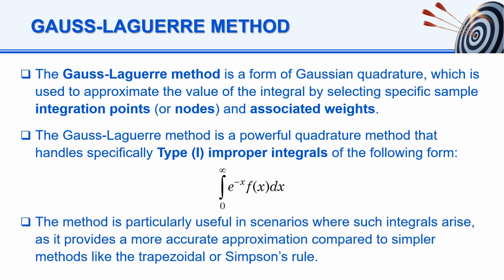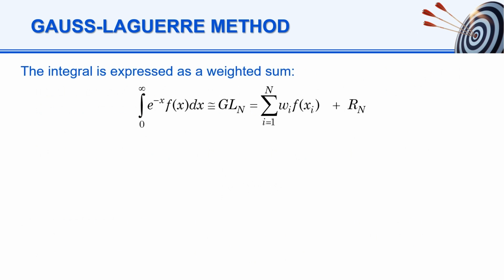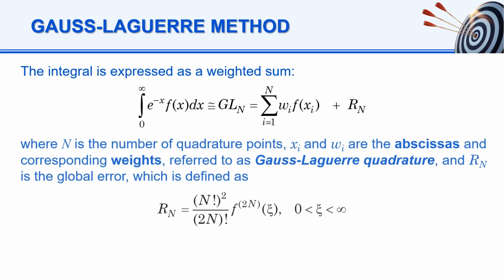The method is particularly useful in scenarios where such integrals arise, as it provides a more accurate approximation compared to simpler methods like the trapezoidal or Simpson's rule. The integral is expressed as a weighted sum, where n is the number of quadrature points, xi and wi are the abscissas and corresponding weights, referred to as Gauss-Laguerre quadrature, and Rn is the global error, which is defined as follows.